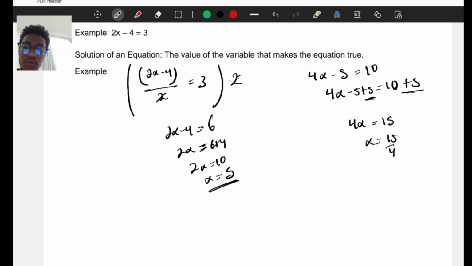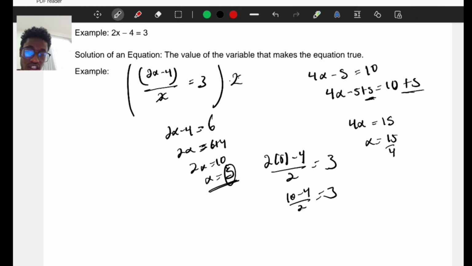This means when I replace x with 5, I will get 3. Let's see, 2 times 5 minus 4, over 2, must equal 3. 2 times 5 is 10. 10 minus 4 is 6. 6 divided by 2 is 3. 3 is equal to 3, which is a true statement. So my solution is correct.